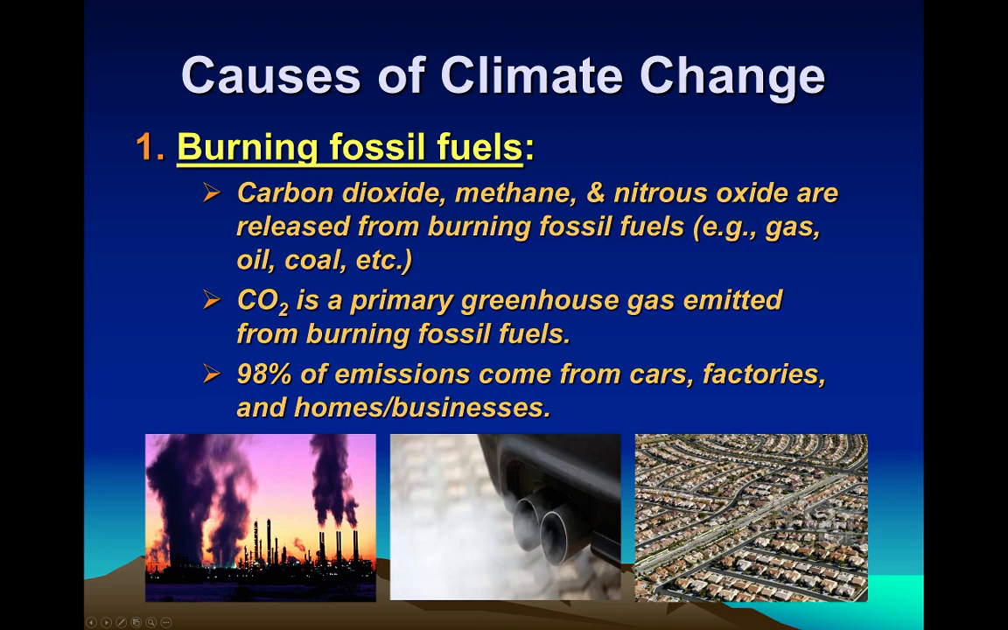This statistic says that 98% of emissions come from cars, factories, and homes or businesses. There's some small amount from, for example, plants, which will emit some amount of carbon dioxide at night, right? And then there's, of course, our respiration and other sources of carbon dioxide emissions. But 98% of the carbon that is released into the atmosphere comes from, basically, this is saying, human activities.